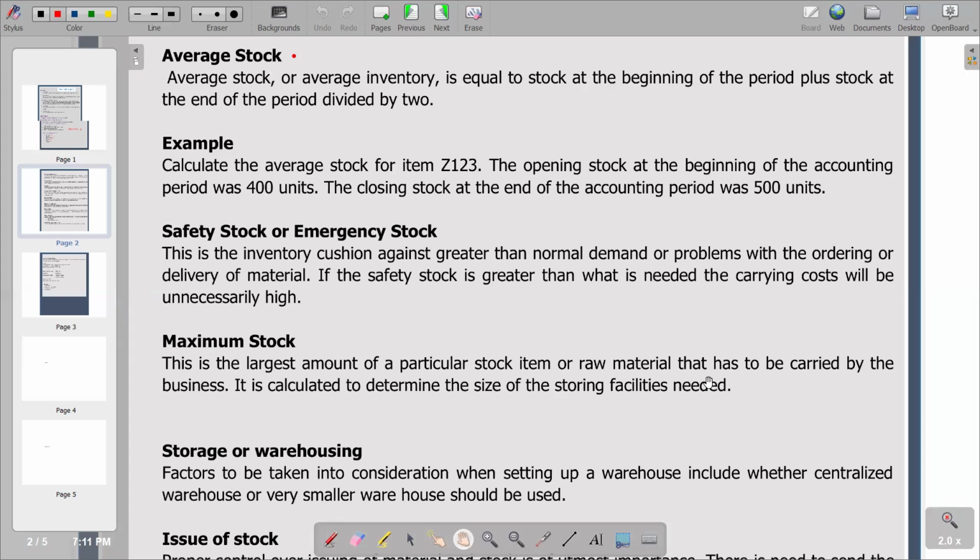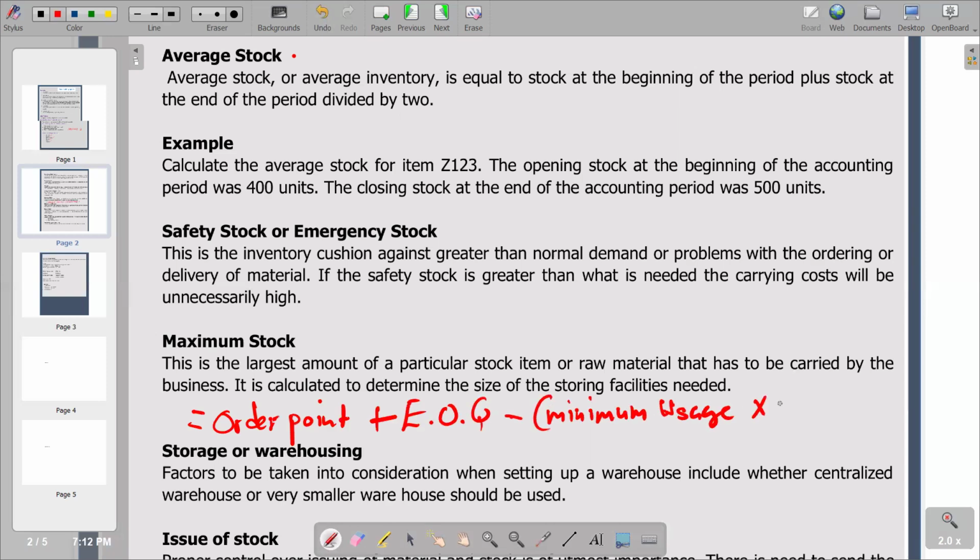On that calculation, we also have a formula that leads us to the calculation of the maximum stock. Maximum stock is equal to order point plus usage times minimum order point order period. That is the formula that we have for calculating maximum stock.